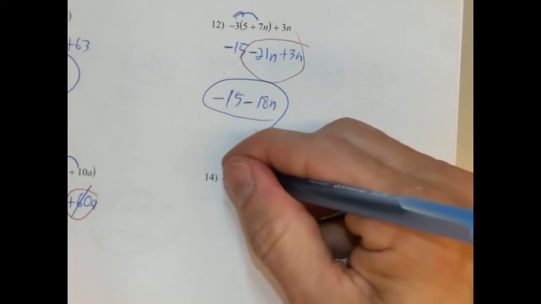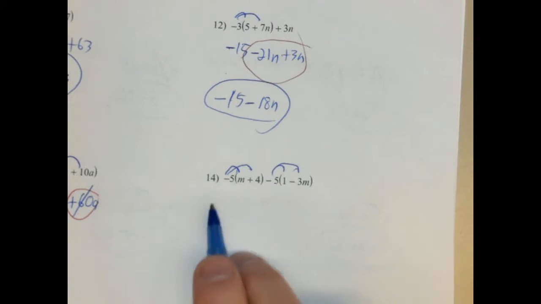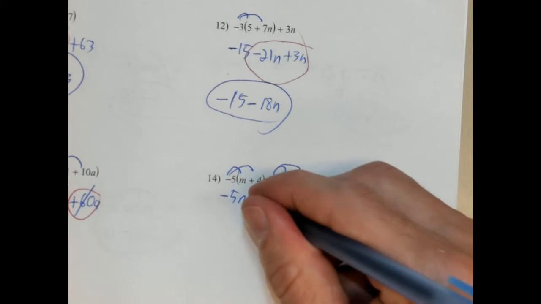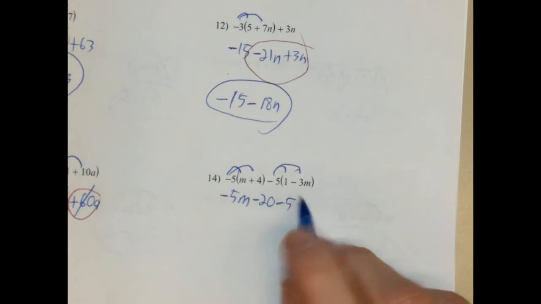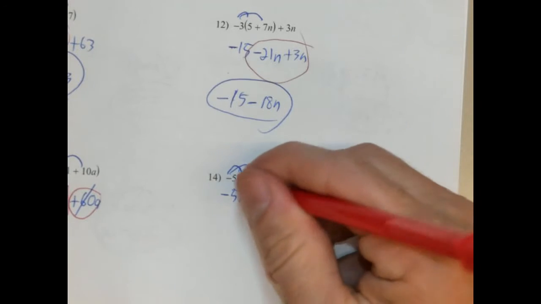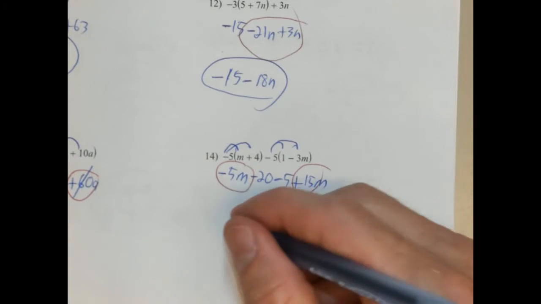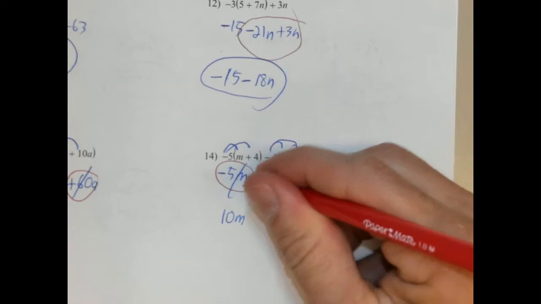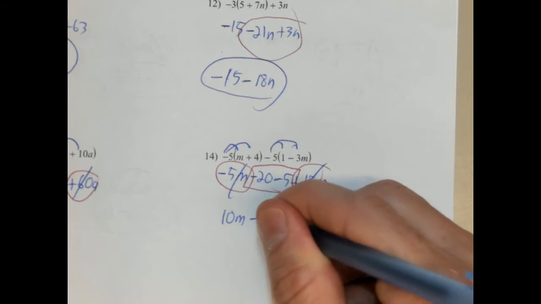Okay. Let's distribute this negative 5 and this negative 5. So negative 5 times m is negative 5m. Negative 5 times 4 is negative 20. Negative 5 times 1 is negative 5. And negative 5 times negative 3 is positive 15m. So now we're going to go ahead and combine like terms, which is negative 5m and positive 15m. So that'll give us 10m, positive 10m. Okay, now we're going to combine these two integers here. Negative 20 minus 5 is negative 25.